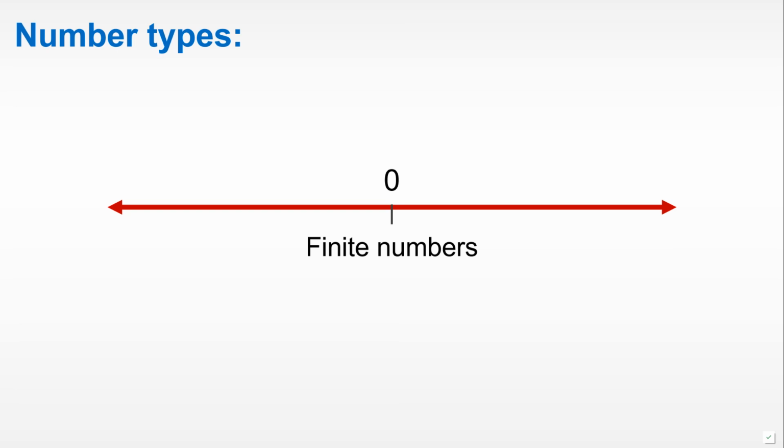We can summarize numbers in JavaScript in the following way. We can talk about finite numbers, which are typically the numbers you think of when you think of numbers. Right in the middle of them, you would have 0. Now, a caveat here is that you can have both a positive 0 and a negative 0.